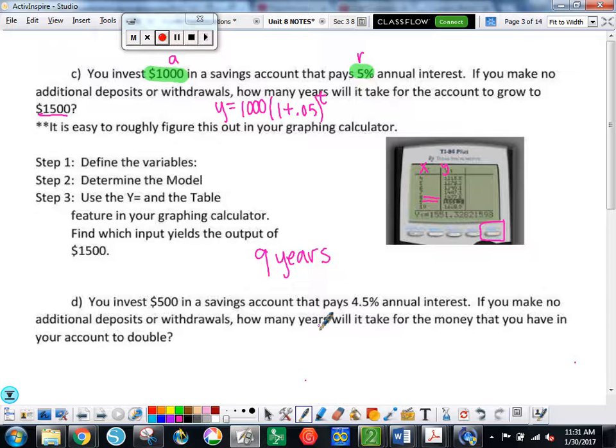Anybody have a hard time finding that? Anybody else need help with their calculator? So first, plug that equation in, 1,000. And then the second table. Anybody else need help?